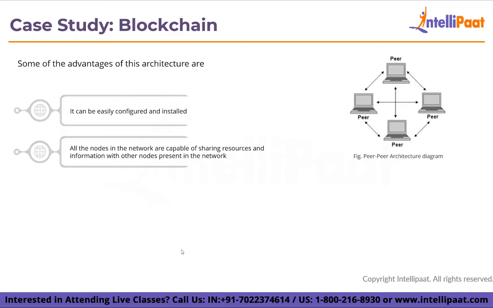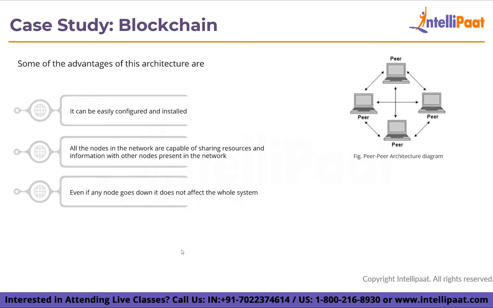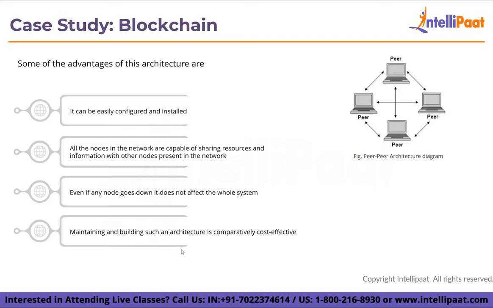That is, every node is treated as the same, and you can communicate with each and every node in the distributed network. Even if any node goes down, it does not affect the whole system. So even if your data is in one node, it will be shared among other nodes. The data will be split up, and all the parts of the data will be stored in some or the other node, and you can collect that particular data from all of the nodes in the network. So the fourth advantage is maintaining and building such an architecture is comparatively cost effective.